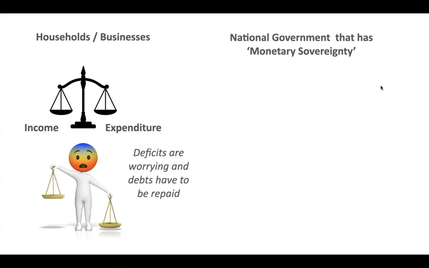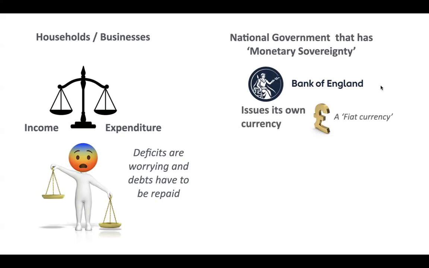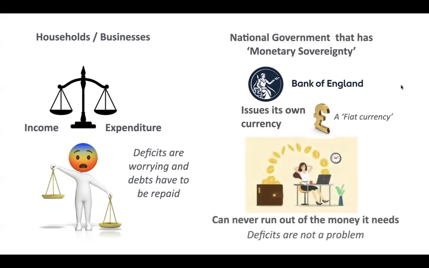A national government that has monetary sovereignty is a government, well, a nation rather, that has its own bank, and that bank issues its own currency, which in the United Kingdom is the pound. And because it can issue its own currency, it is known technically as a fiat currency, one that you make yourself. And so basically, national governments that have monetary sovereignty can never run out of the money they need, and deficits are not a problem.